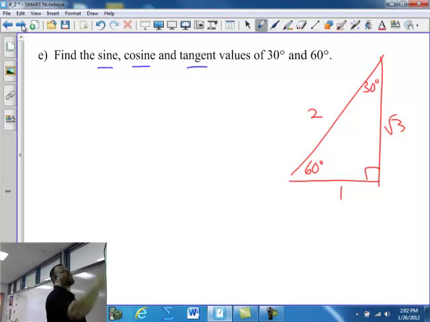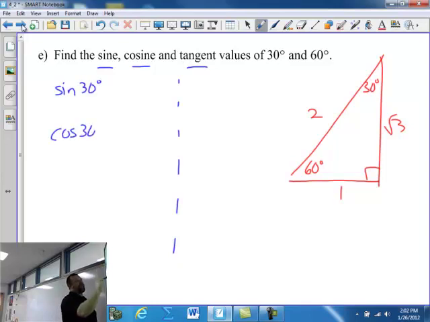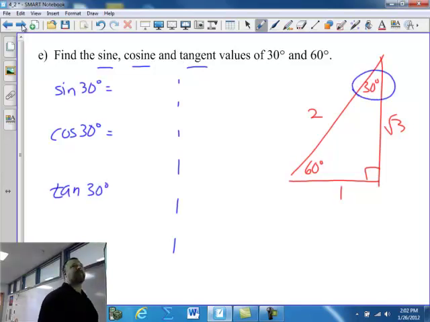We want sine, cosine, and tangent of 30 and 60. So let's do sine of 30, cosine of 30, and tangent of 30. Here's our 30-degree angle. What's the sine of 30 degrees? Sine is opposite over hypotenuse, so 1 over 2. Cosine of 30 must be square root of 3 over 2, adjacent over hypotenuse. And tangent of 30? Opposite over adjacent, 1 over square root of 3.